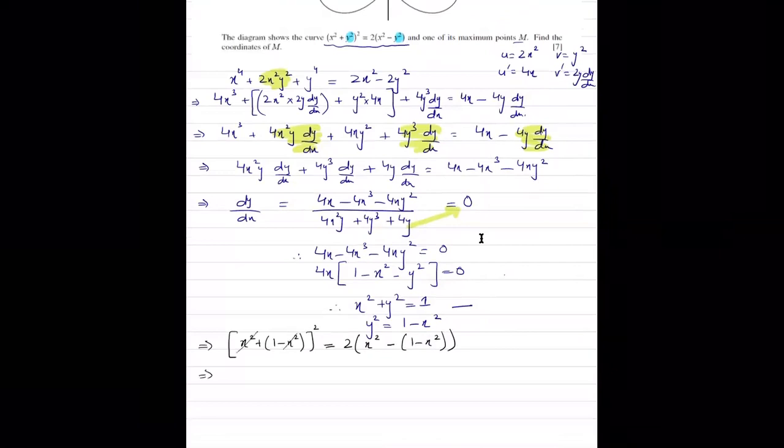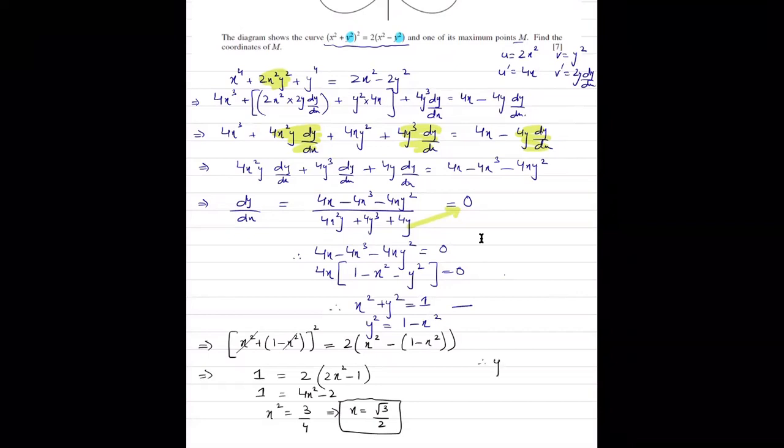x square is going to be cancelled. On the left hand side, you are going to be left with 1. 2 times x square minus (1 minus x square), so that is going to be 2 times (2x square minus 1), which is 4x square minus 2 equals 1. x square comes out to be 3 upon 4. So from here, x comes out to be root 3 upon 2. Are you with me till here? Yes.